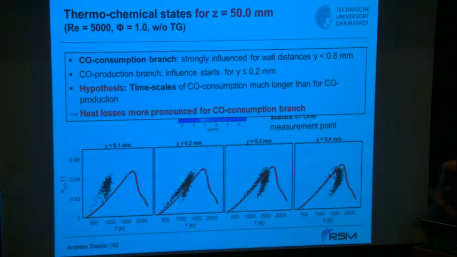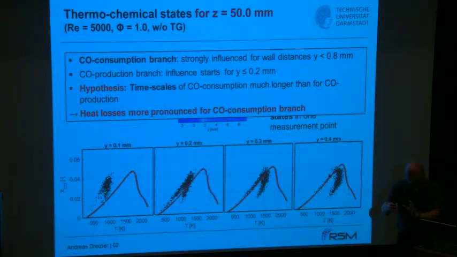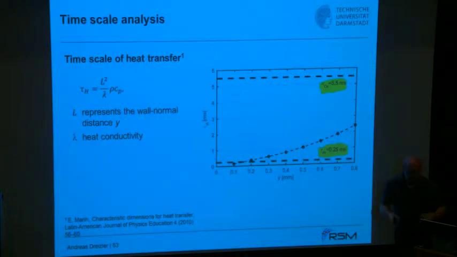The hypothesis is that it's due to the time scales, because the CO consumption takes much longer. And if a process is much longer, then transport, heat diffusion, has a better chance to influence it compared to processes which are really fast. And I would like to show you an argument that is supporting that.